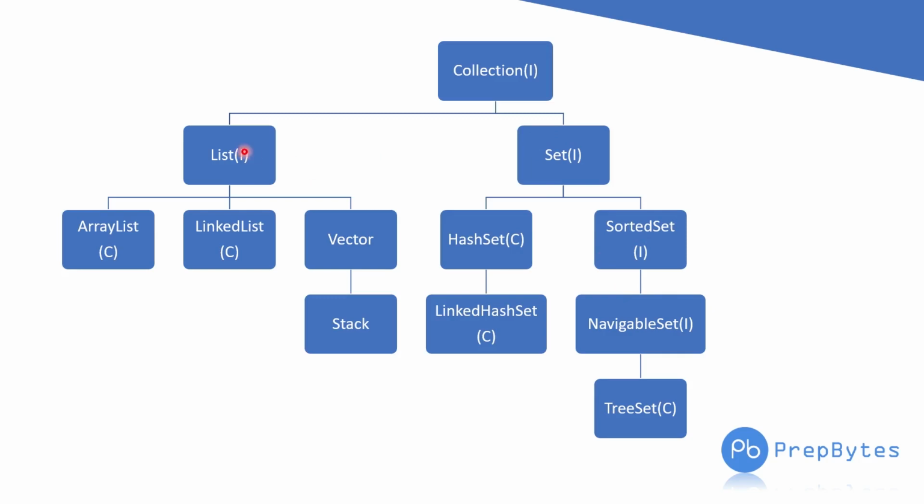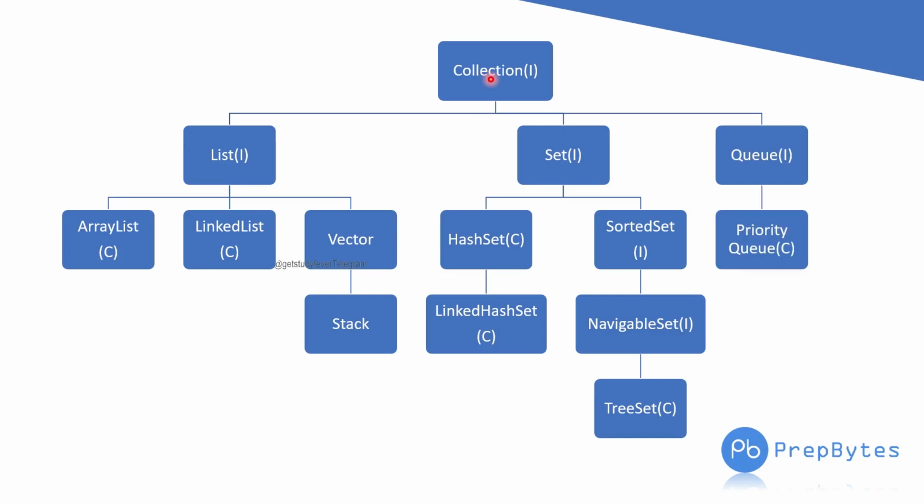Fine. There are many new methods in list which are not in collection, but there are no new methods in set which are not in collection. Okay, we have seen this. Now we will begin with queue. We will see what is queue. What is priority queue? Priority queue is an implementation class of queue. Fine. So let's move on to queue.